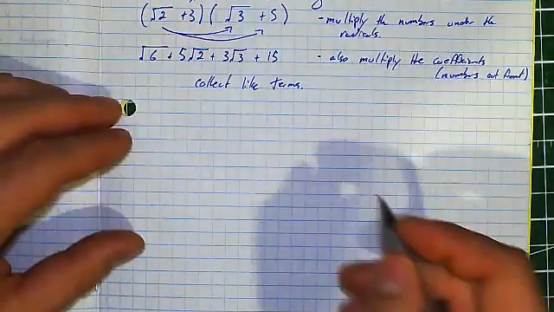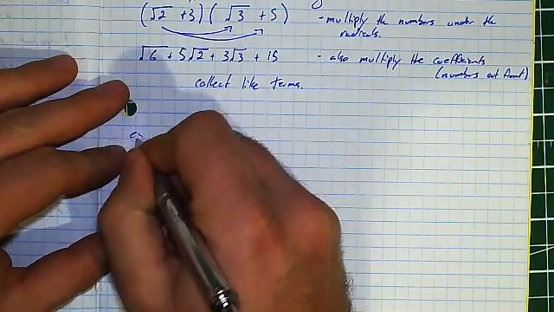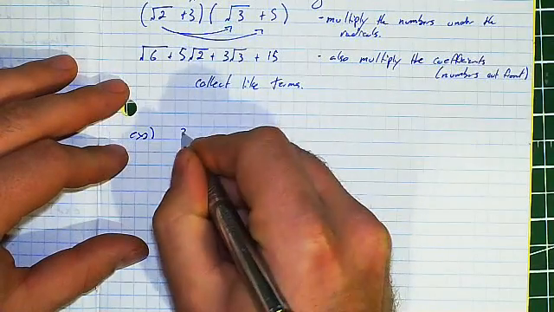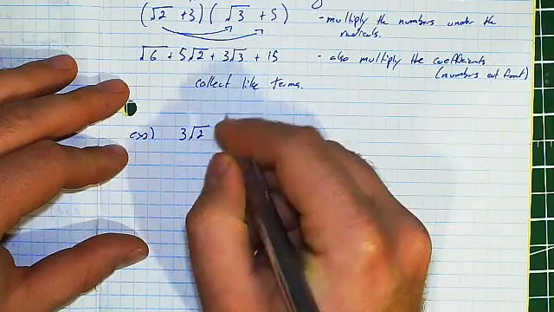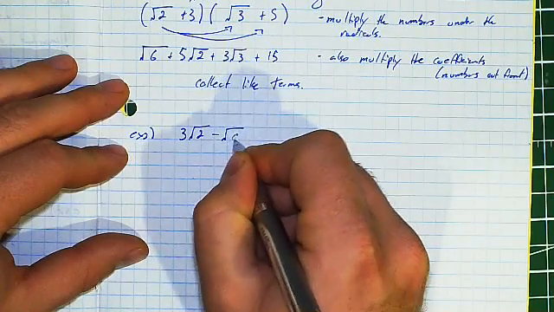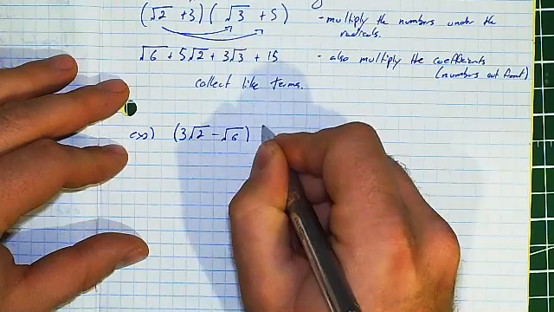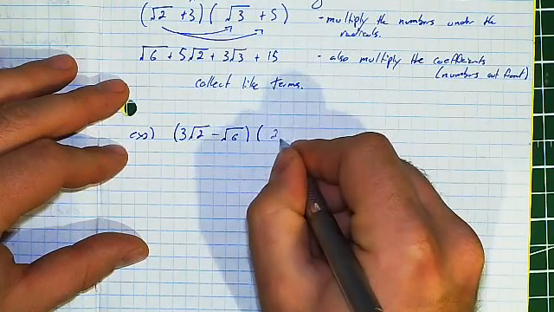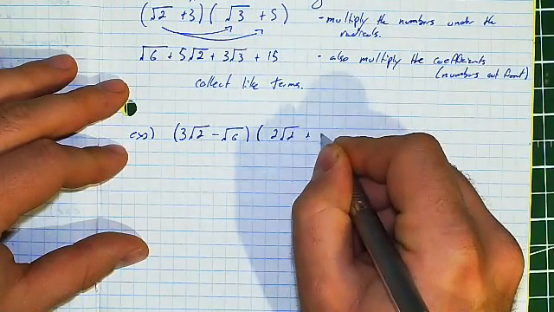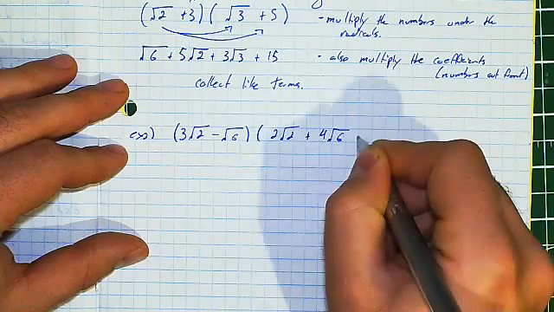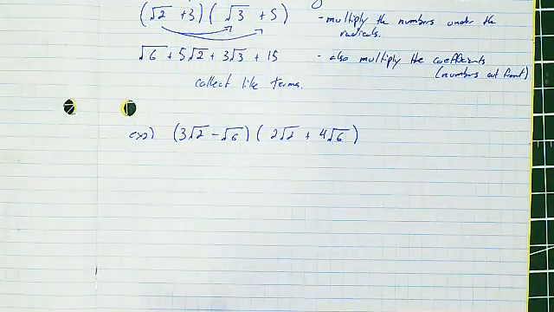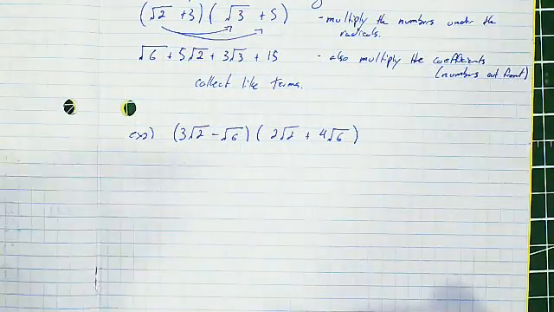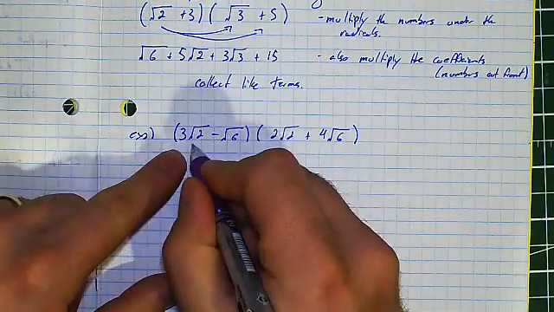So we'll give you guys a second example here. We're going to have 3 root 2 minus root 6. This is going to multiply 2 root 2 and positive 4 root 6. I will use a different color pen to make life a little easier.